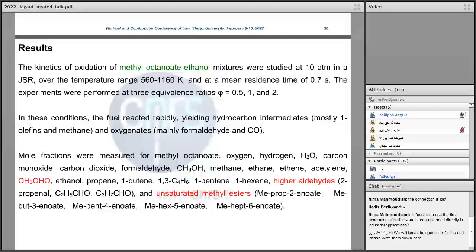and oxygenates like formaldehyde, CO. The mole fractions were measured for a range of species: the fuel, oxygen, hydrogen, water, carbon monoxide, carbon dioxide, formaldehyde, methanol, methane, ethane, ethene, acetylene, acetaldehyde, which is an important product of oxidation of ethanol, propylene, 1-butene, butadiene, and some 1-olefins, higher aldehydes and unsaturated methyl esters, methyl propanoate, butanoate, pentanoate, hexanoate, and heptanoate.